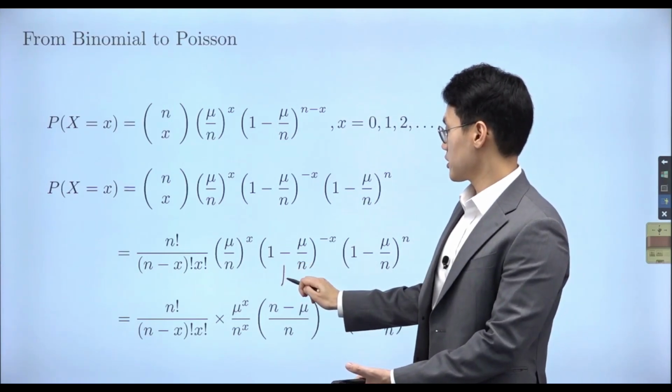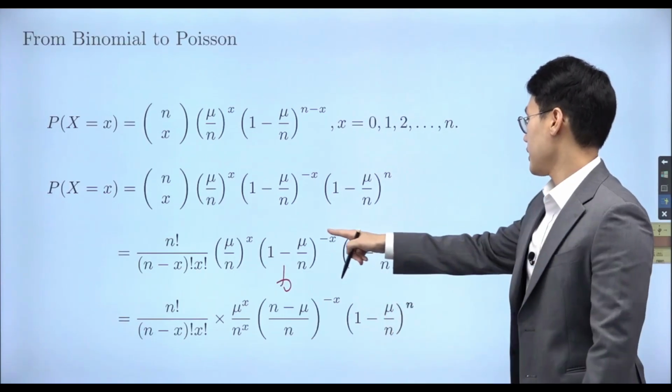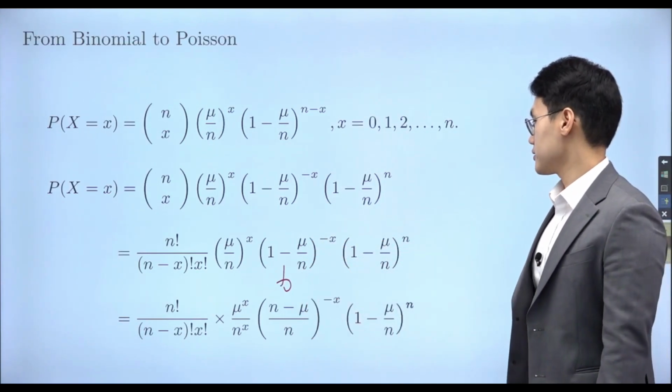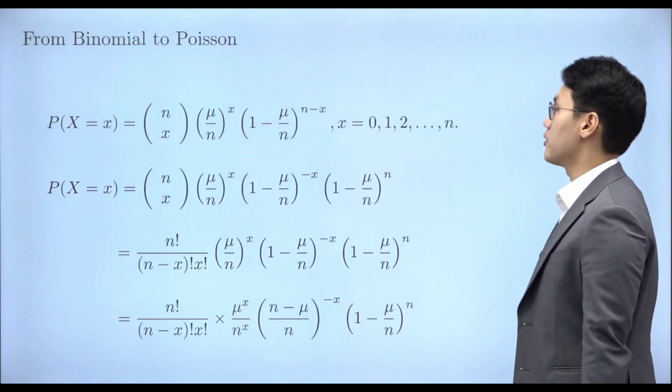Now I put this in the common denominator. I got the n minus mu over n, right? Please don't forget this. I put that into the common denominator, making it the same thing. And I'm going to use the power rule. So let's see what I mean by using a power rule on the next line.